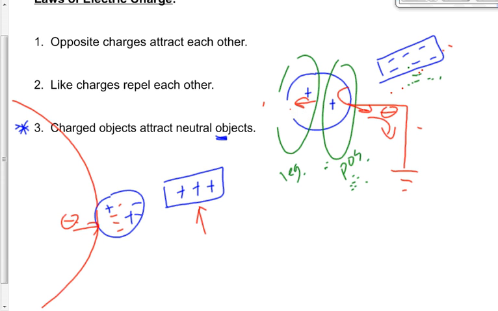But if I cut that connection or pull it away a little bit, then those electrons can't go back where they came from. What have we just done?